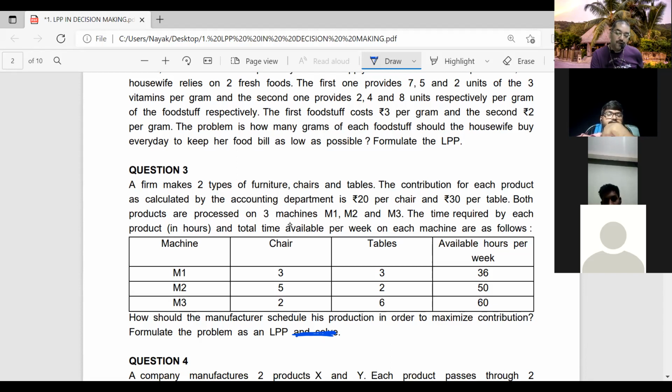So what I will assume now is that since they have given us contribution as 20 and 30, contribution is profit. So the objective is to maximize. It's a maximization problem. So I'll start by saying let x1 be the number of chairs and x2 be the number of tables. We have to find out, to maximize the profit, how many chairs and how many tables should be manufactured. They have already given us the table, so no need to prepare it again. We'll directly start with defining the variables.